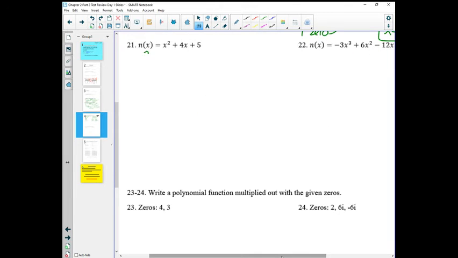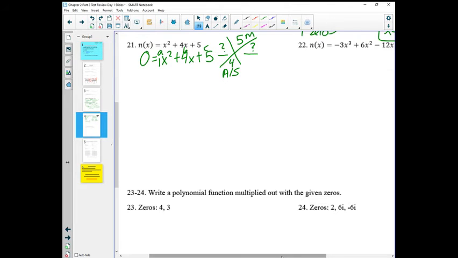On question 21, I'm going to start off by solving for 0 by setting the entire function equal to 0 and solving now for x. You'll notice that this is a trinomial, so let's see if we can use the x method to solve. 1 times 5 is 5, and then b is 4. Can you think of 2 numbers that multiply to make 5, but add or subtract to be 4?